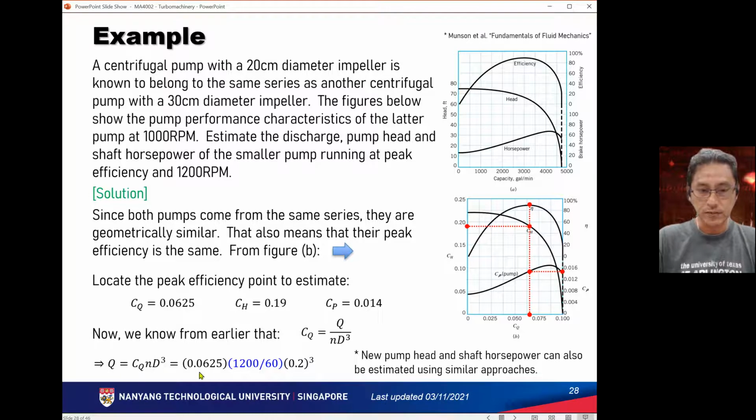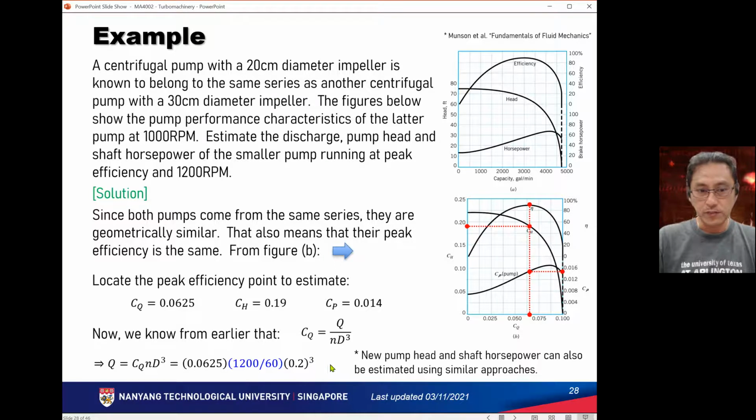We know our CQ value is 0.0625. Our N, I believe I put it as 1200. It should be 1200 divided by 60 because N is in revolutions per second. I forgot to divide by 60, but you guys can correct it to be 1200 divided by 60. Sorry about that. D, in this case, we know what the diameter is. We're talking about the smaller pump, so the diameter will be 0.2 meters. And then, of course, you have to take the Q.